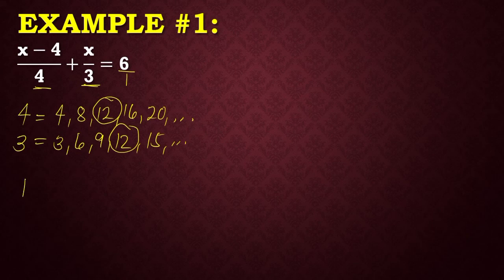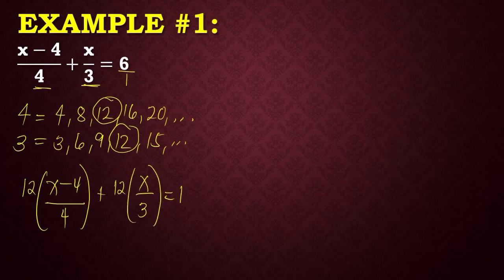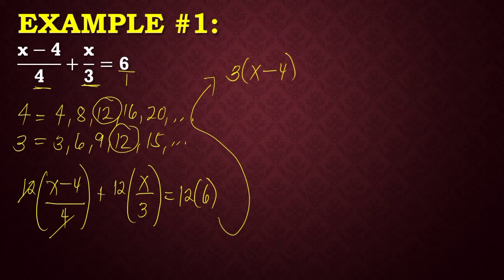Magiging ganito siya. 12 times (x minus 4) all over 4 plus 12 times x over 3 is equal to 12 times 6. Next. Ang 12 tsaka 4, pwede natin siyang i-cancel kasi may common factor sila which is 4. So, 12 divided by 4, that is 3. And then, yung 4 sa denominator, makakancel na yon. Imumultiply lang natin sa (x minus 4). Next. Plus, again, 12 and 3, pwede nating i-cancel kasi may common factor sila na 3. So, 12 divided by 3, that is 4. Then, 3 divided by 3, that is 1. So, multiply lang sa x equals the product of 12 and 6 is 72.